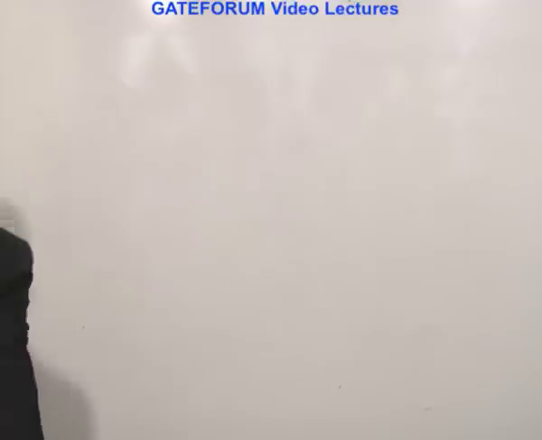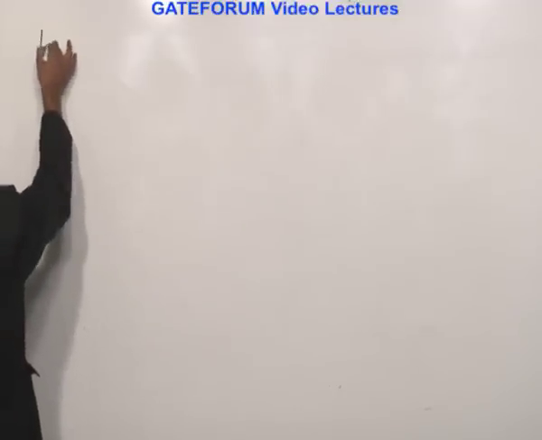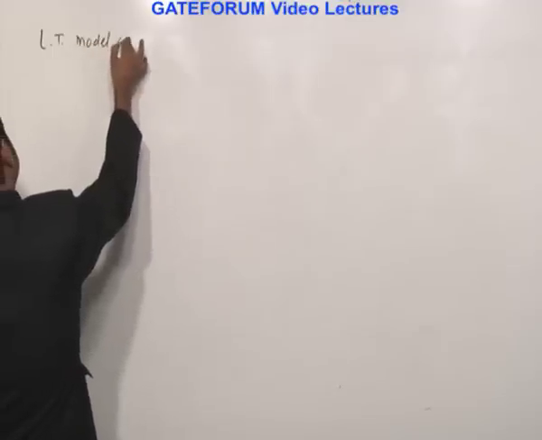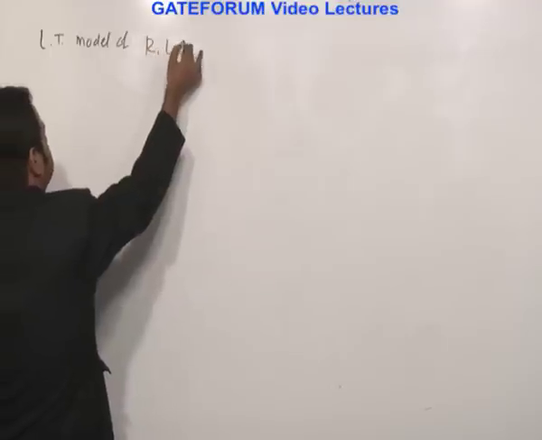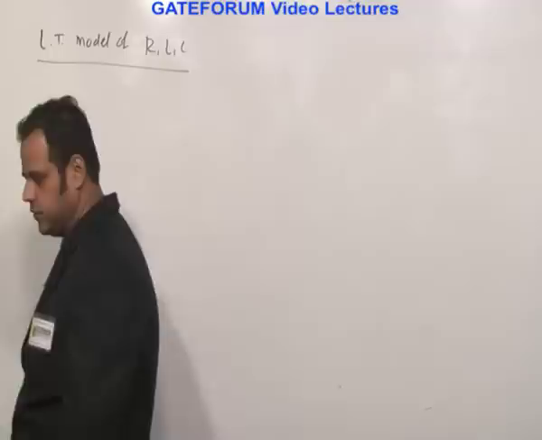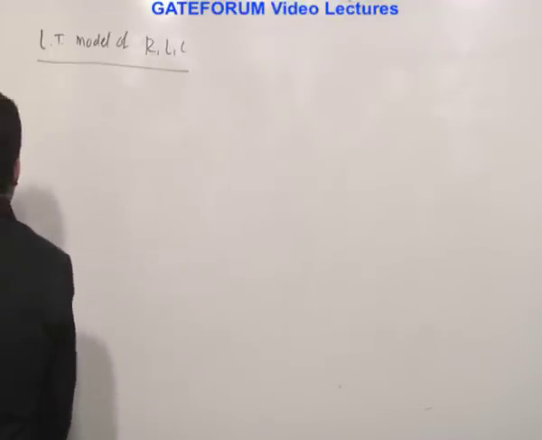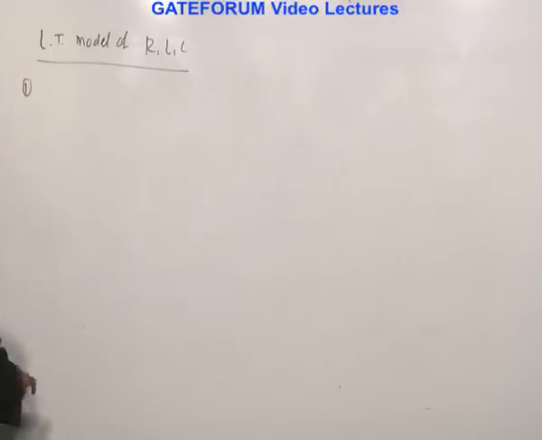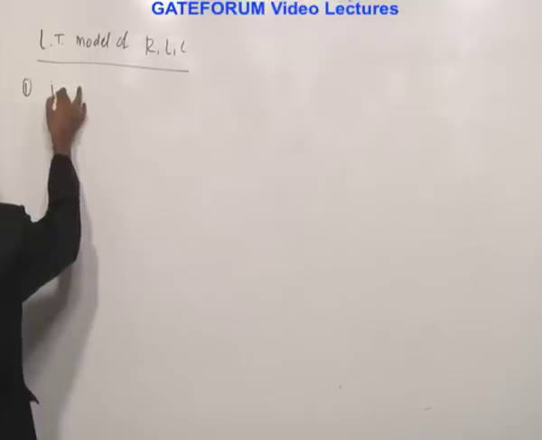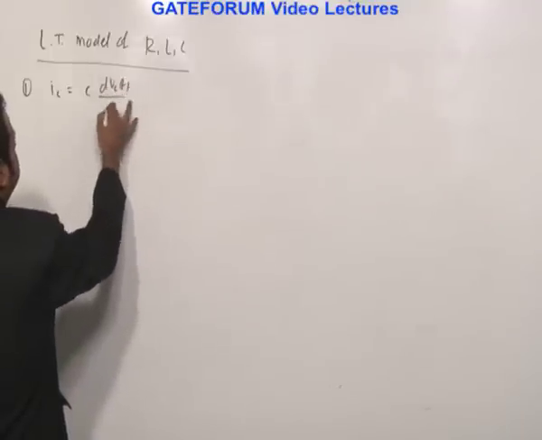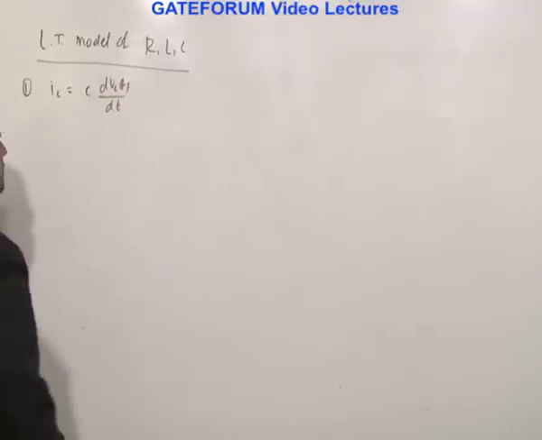Let us see some application of this from the network point of view. Take down this Laplace transform model of RLC. So how do I do this? Let's start with the capacitor, because we said IC equals C VC of t by dt.